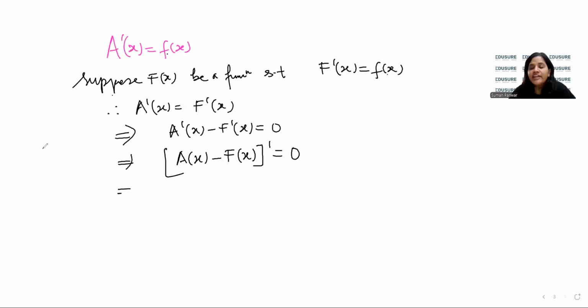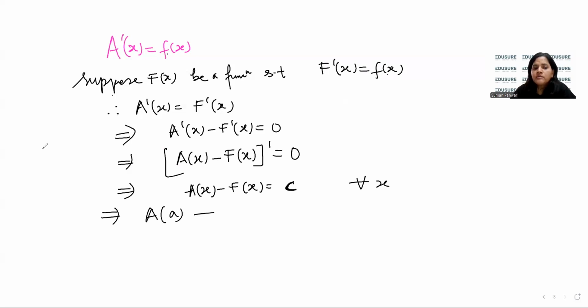Now, when is the derivative of a function 0? The derivative of a function is 0 if and only if it is a constant function. So therefore, A(x) minus F(x) is equal to some constant c, okay, for all x. Now, this should happen for a also.